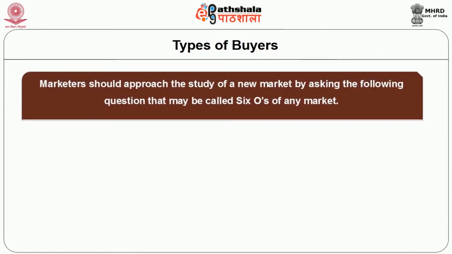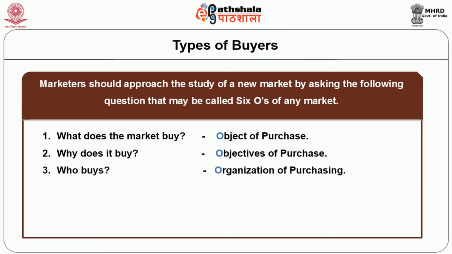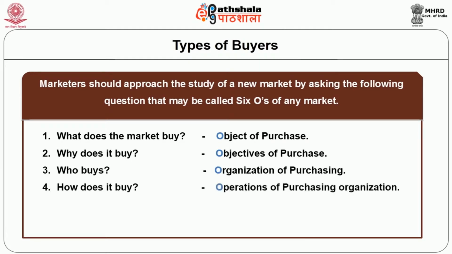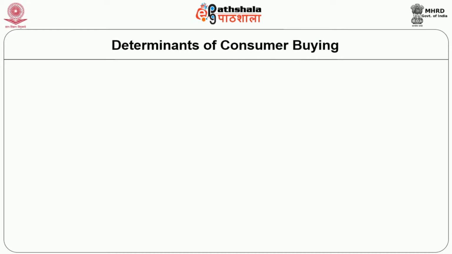Marketers should approach the study of a new market by asking the following questions, which may be called the 6 O's of any market. What does the market buy? That is, the object of the purchase. Why does it buy? The objectives of the purchase. Who buys? The organization of purchasing. How does it buy? That is, the operation of the purchasing organization. When does it buy? The occasion for purchase. Where does it buy? The outlets from which the purchase is done. Next, we are to determine the determinants of consumer buying.